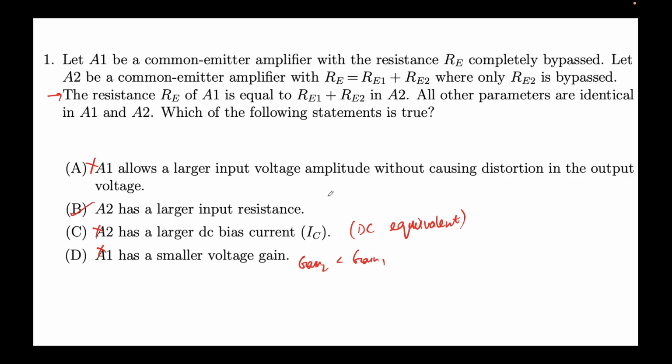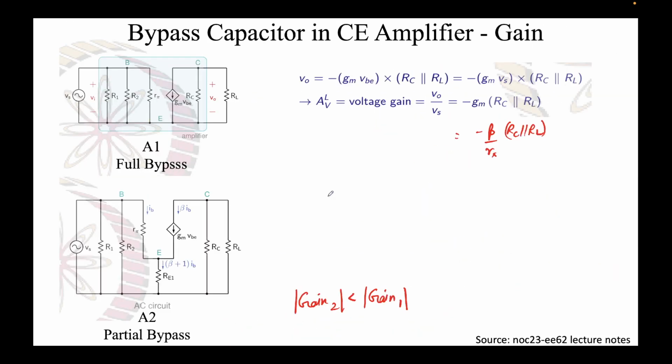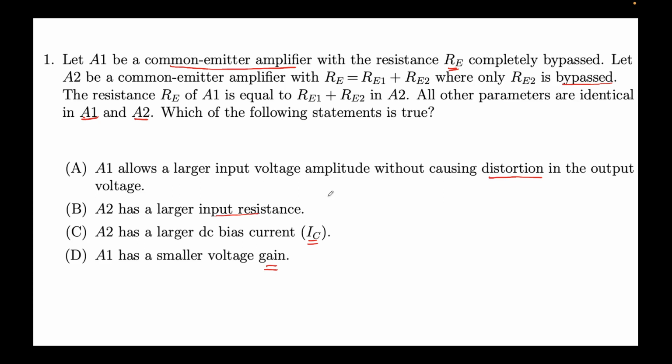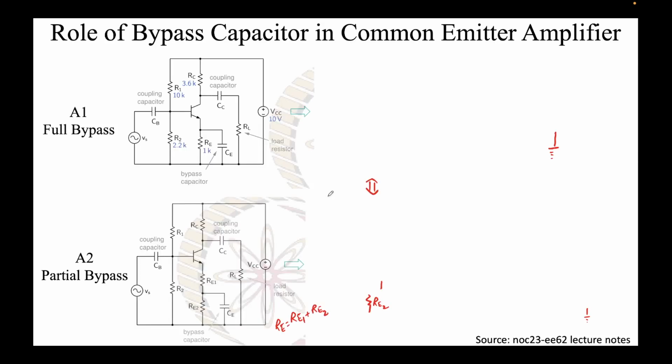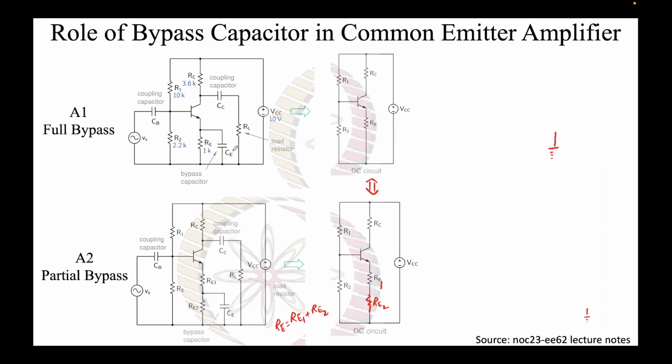But even before that, let me just go through the question one more time for better clarity. We were given these two circuits. This is the full bypass, where you can see that the emitter resistance Re is in parallel with a bypass capacitor Ce. In DC this will not play any role. It will be open circuit.